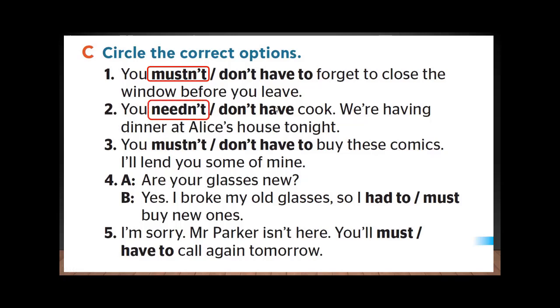You needn't cook. As we said, because needn't doesn't require to. You can say simply, You needn't cook. We're having dinner at Alice's house tonight. There is a choice, so we chose needn't.